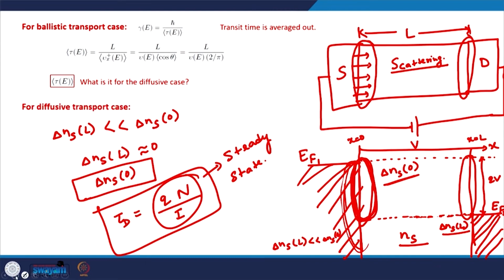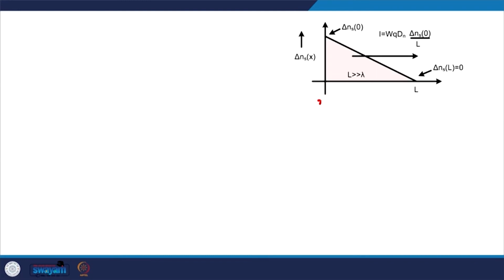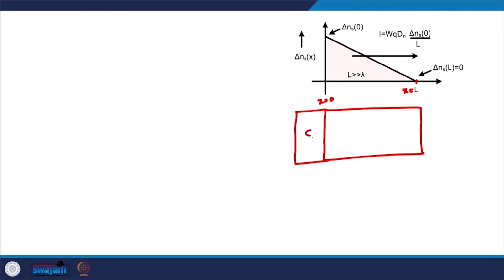This is the transit time in the case of diffusive transport. So now all these things can be summarized. This is x equal to 0, this is x equal to L. This is the source contact point, x equal to 0, and x equal to L is the drain contact point. In between, from x equal to 0 to x equal to L, we have the channel.